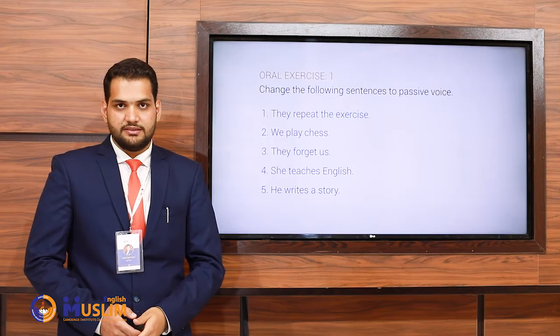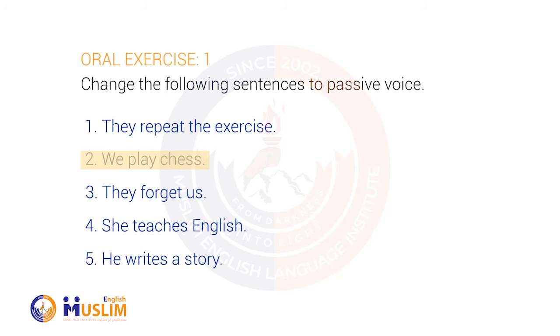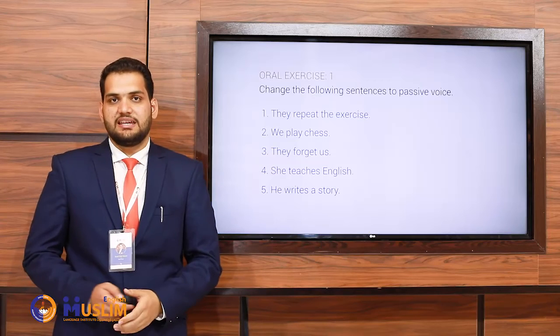Let me tell you the answers. Number 2, we play chess. Chess is played by us. Number 3, they forget us. We are forgotten by them. Number 4, she teaches English. English is taught by her. And the last one, he writes a story. A story is written by him.